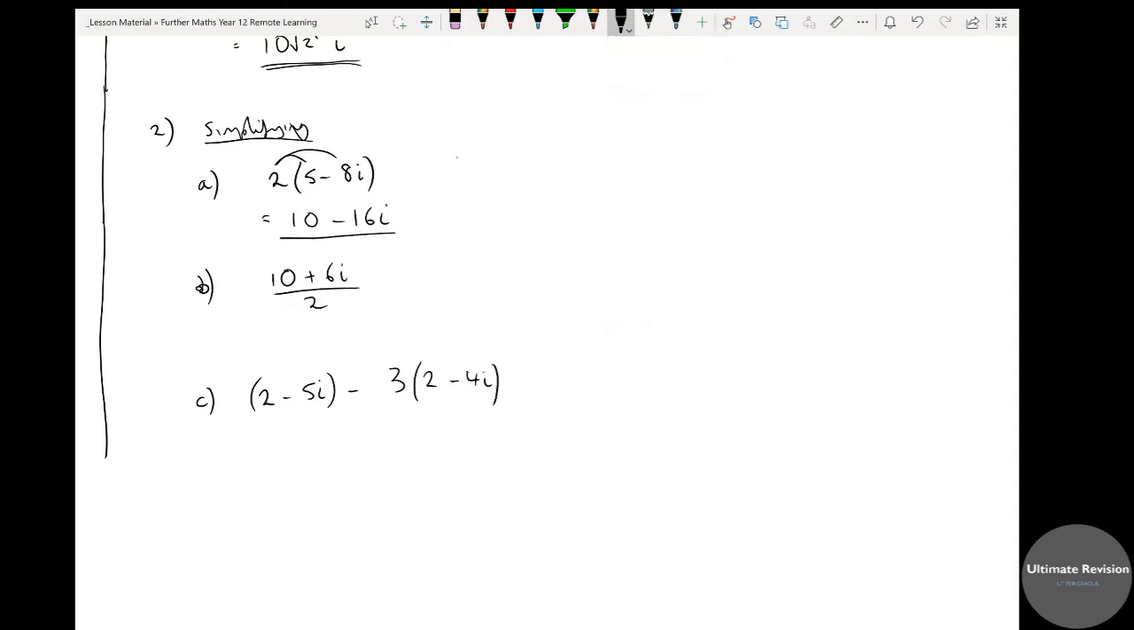Second one, again, you simplify this fraction as usual. Divide them both by 2. You're going to get 5 plus 3i. Simple as that.